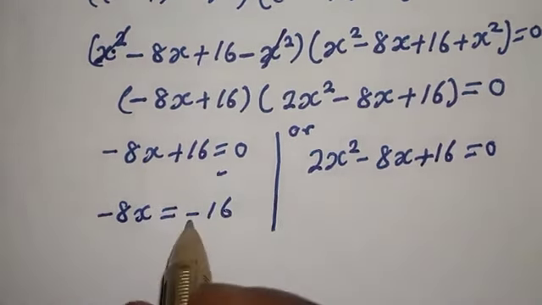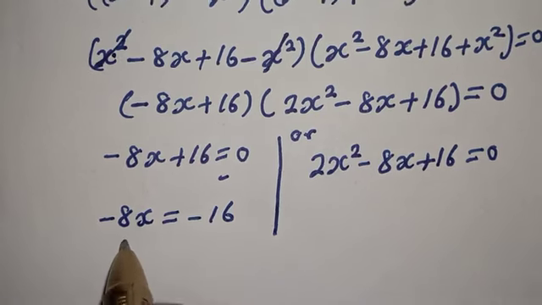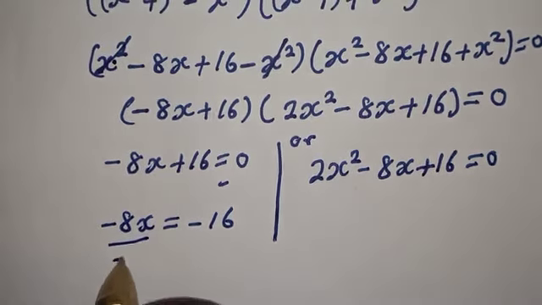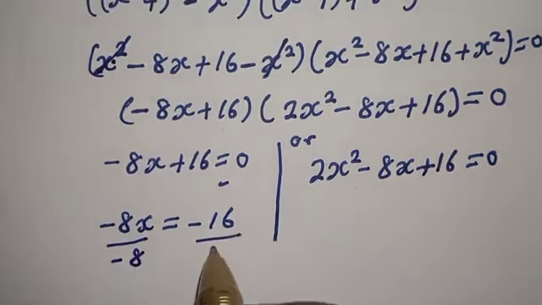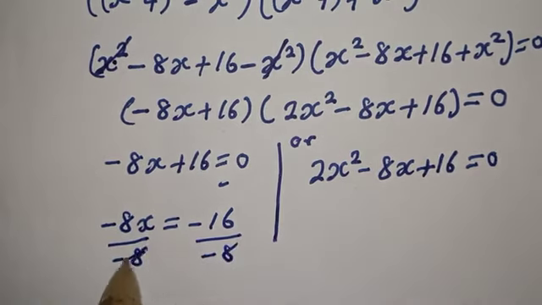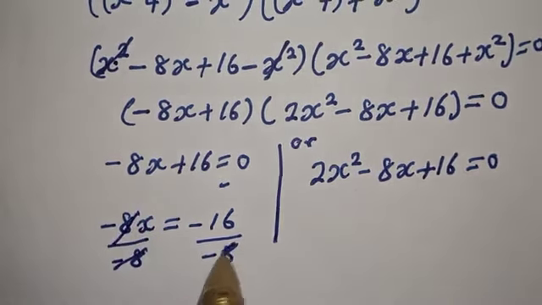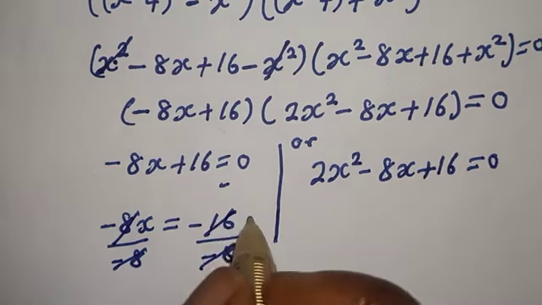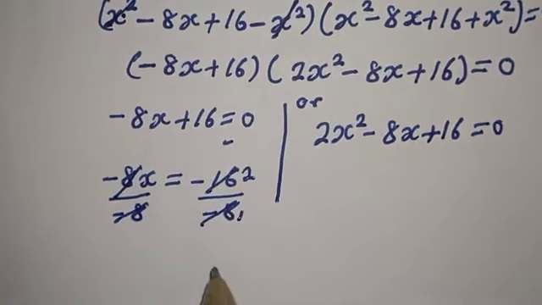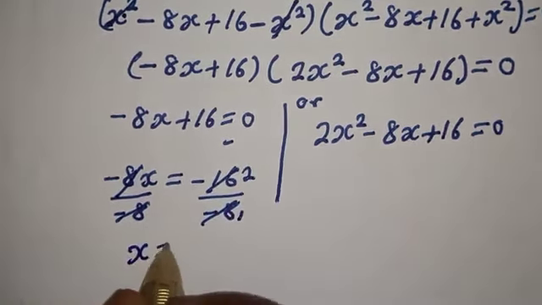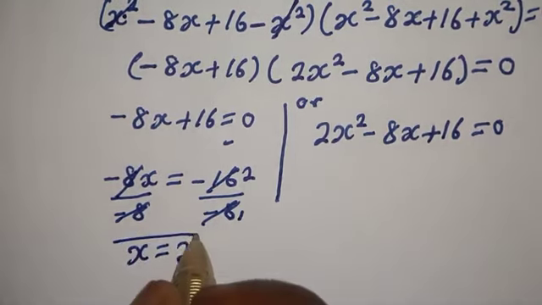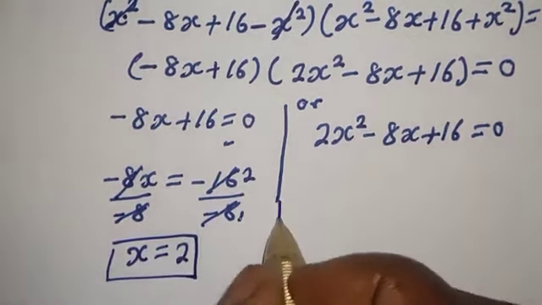Now let's divide both sides of this equation by minus 8. This will cancel this. Minus 8 here, 1, minus 8 here, 2. s is equal to 2. This is the first value of s.